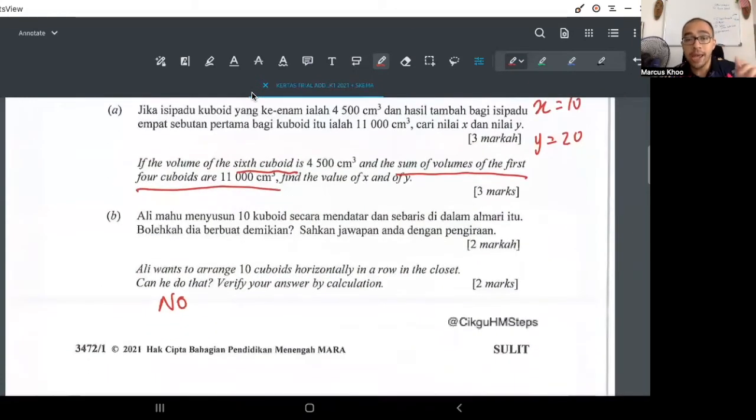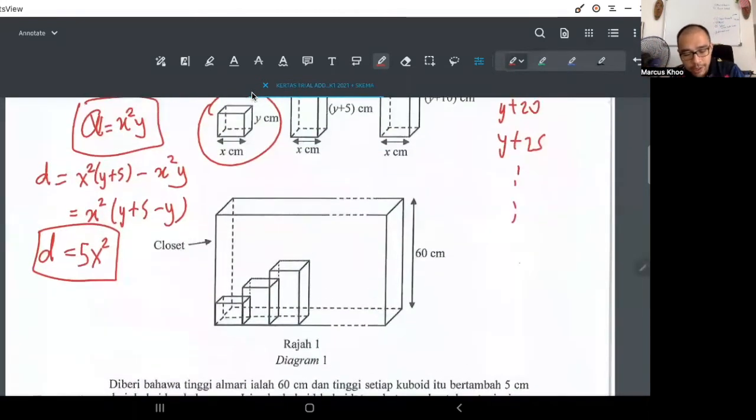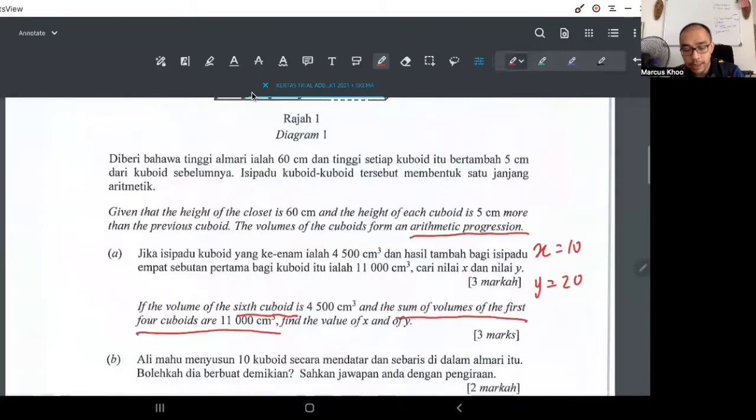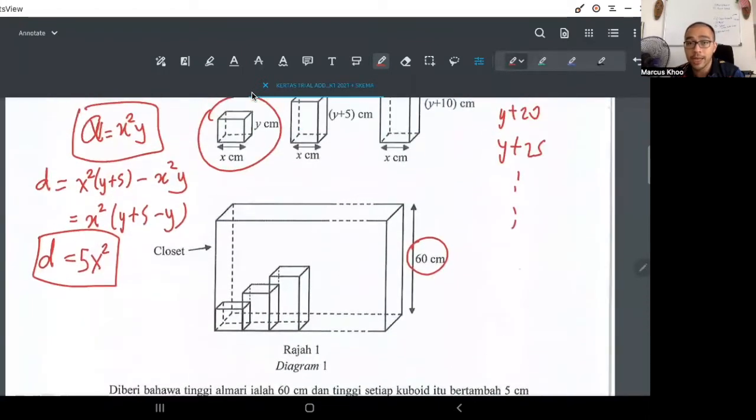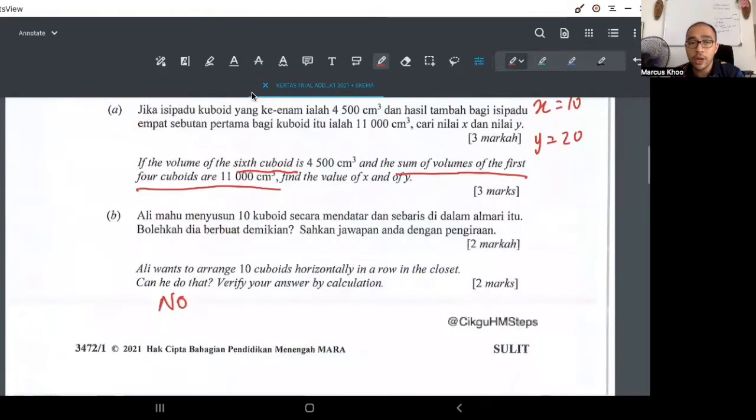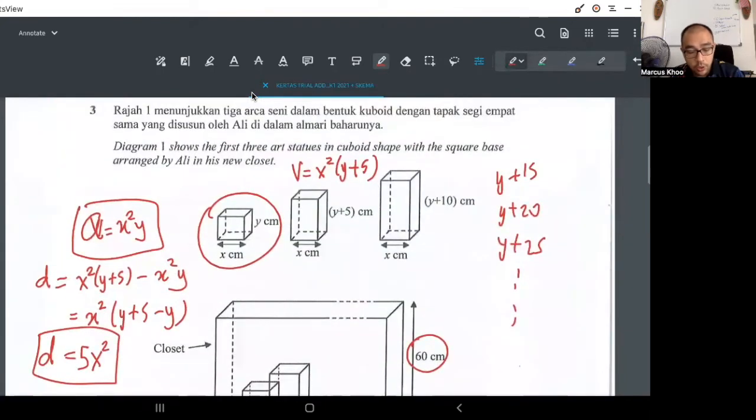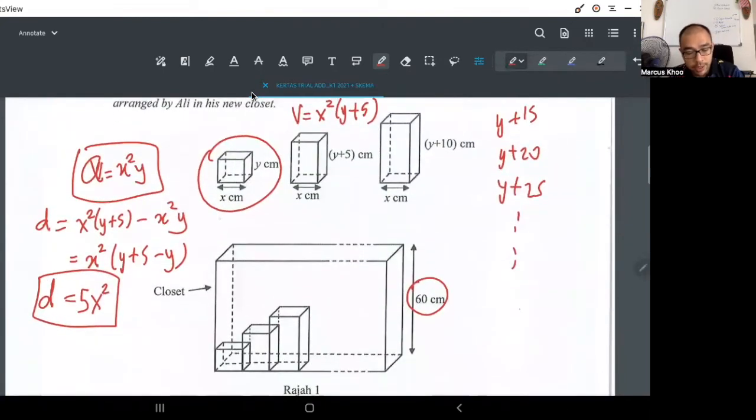Ali wants to arrange 10 cuboids in a row, horizontally, in the closet. Can he do that? Verify your answer by calculation. So if you want to arrange 10 cuboids in the closet, the last one's height cannot be higher than 60. Now, if you got your answer to A correct, x equals 10 and y equals 20, so you know that our first box is 20.